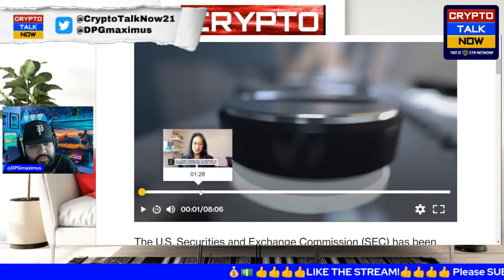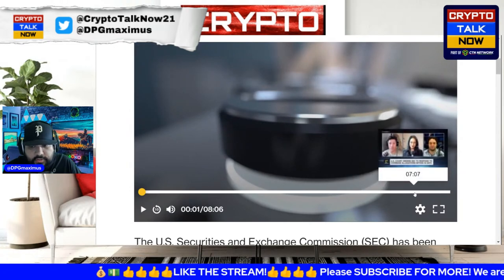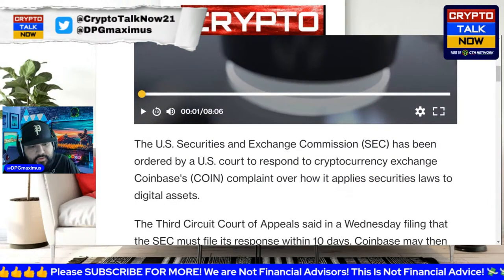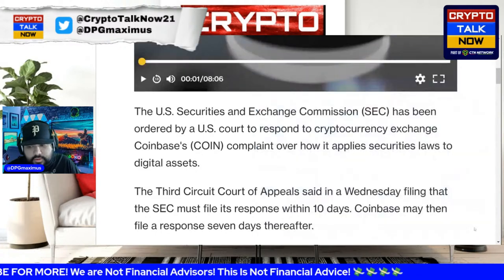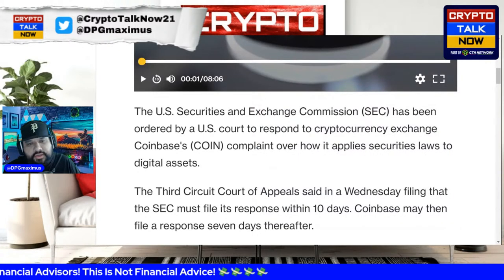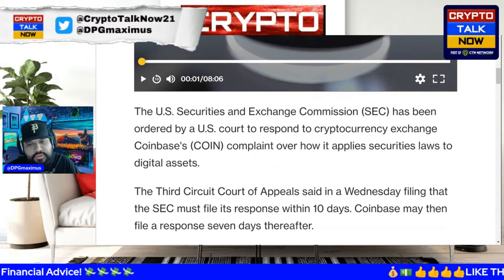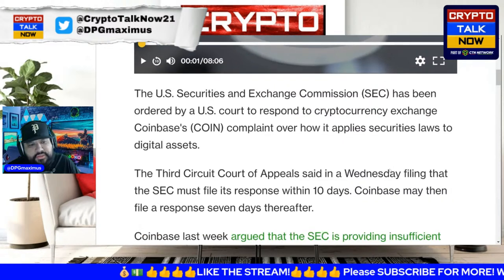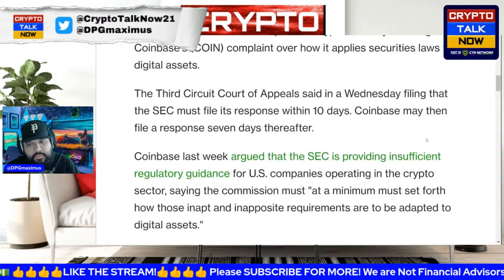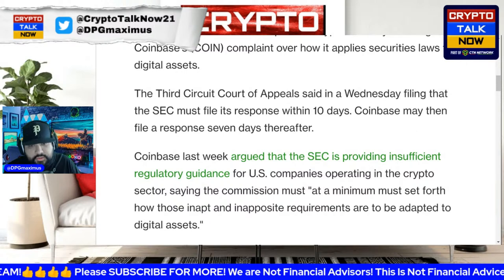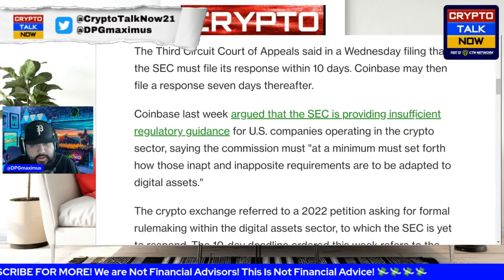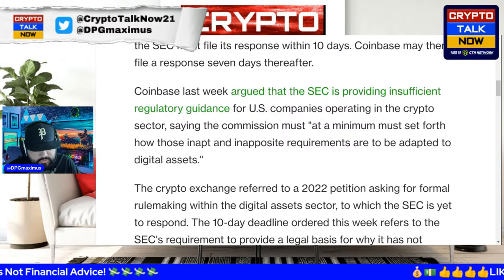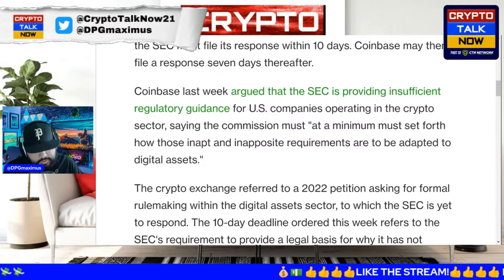But there's a lot that's mentioned here, so I think for the most part we'll probably play most of this. Before we do, I just want to read some of the rest of what's here. It says the U.S. Securities and Exchange Commission, SEC, has been ordered by a U.S. court to respond to cryptocurrency exchange Coinbase's complaint on how it applies securities laws to digital assets. The Third Circuit Court of Appeals said in a Wednesday filing that the SEC must file its response within 10 days. If they don't, Coinbase may then file a response 7 days thereafter. This thing could get dragged out through the mud, temporarily speaking.